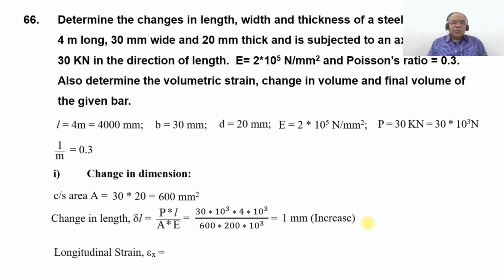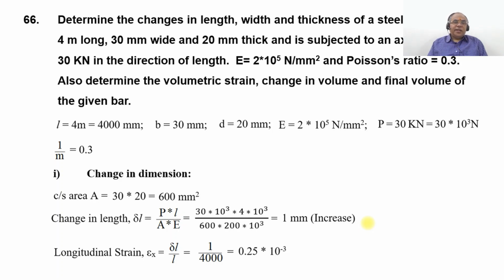So what is the longitudinal strain? Longitudinal strain epsilon x will be equal to delta L by L. So what is delta L? Delta L is nothing but 1 mm divided by length of the member, which is 4000. So which will be equal to 0.25 into 10 to the power of minus 3.